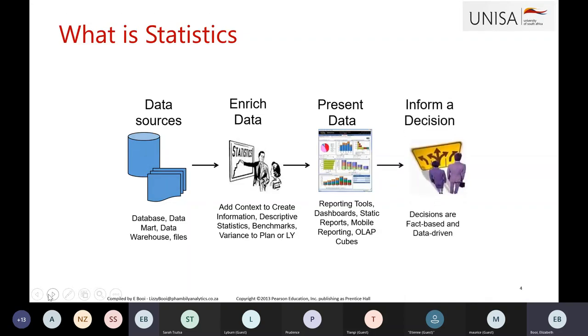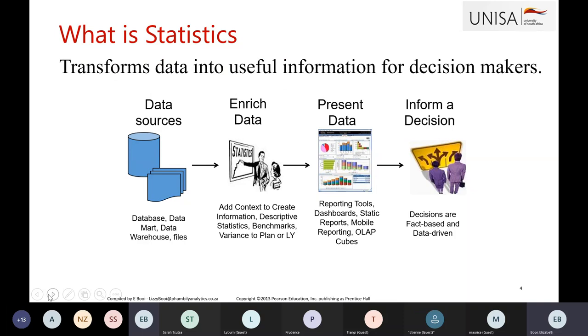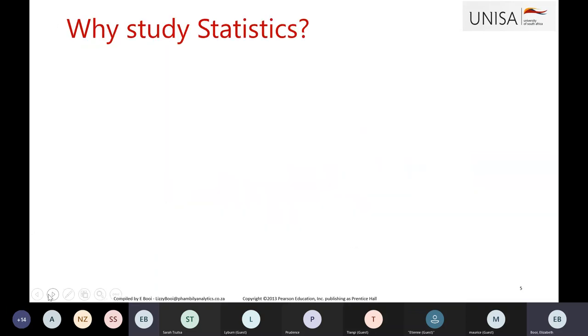And once we do that, then we give it to people who make decisions, and they look at that information and they make decisions out of it. And that is basically what statistics is all about. Statistics is a way, or it's a method of transforming your data into meaningful, useful information for decision making. That's what statistics is. Why do we study statistics?